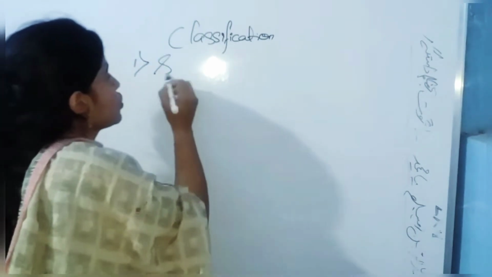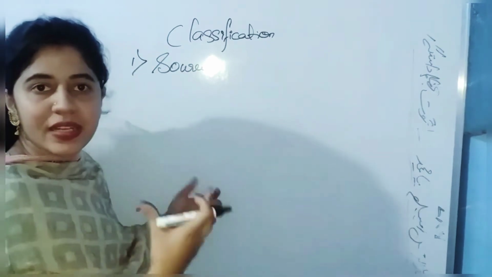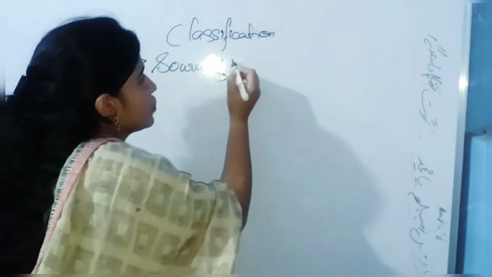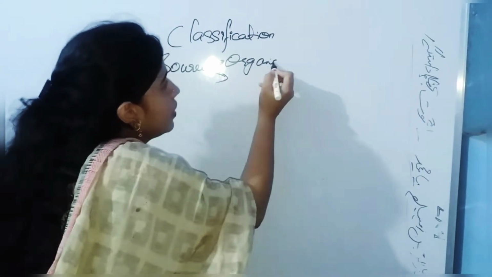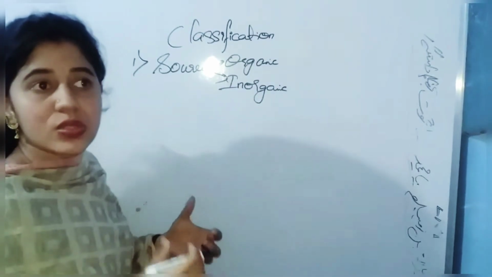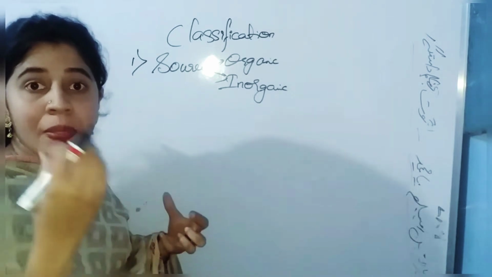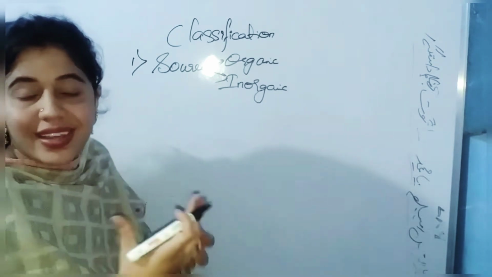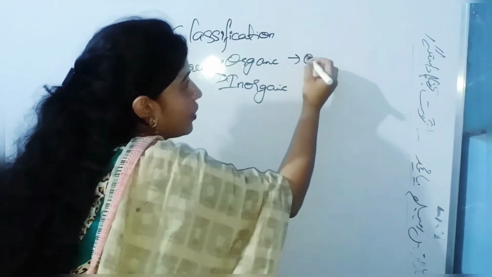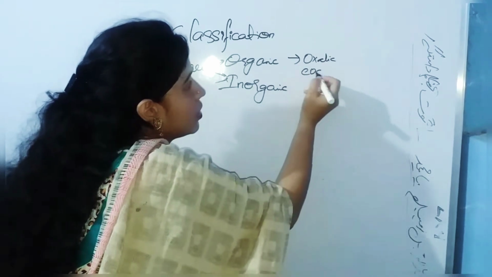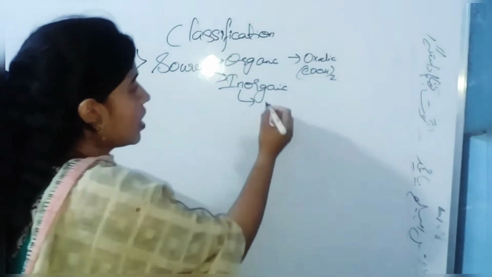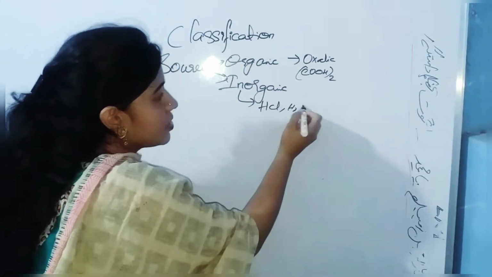First one is source. Depending on where we obtain acids, we have classified them into organic and inorganic. Organic acids are those obtained from plants and animals, like living things. An example is oxalic acid, which is obtained in tomato. Inorganic acids are obtained from minerals, like HCl, sulfuric acid, etc.